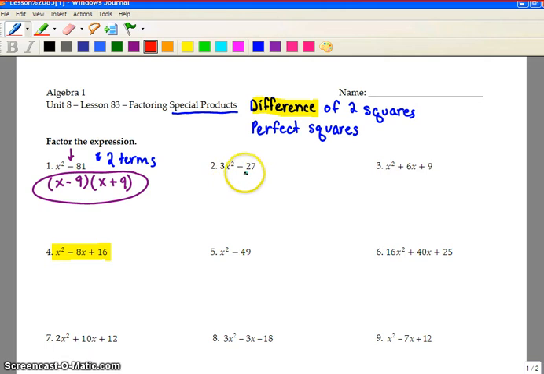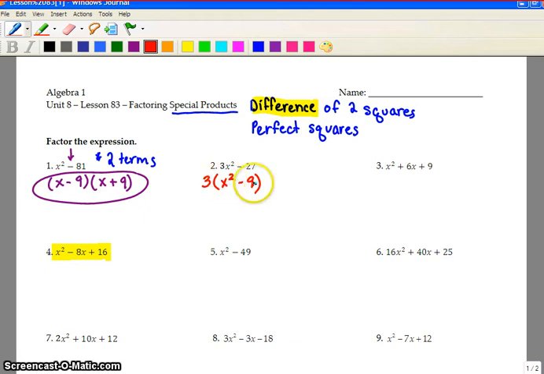Let's go ahead to number 2 then. Number 2, I have a 3x squared minus a 27. If I look at this, 3 is not a perfect square, and neither is 27. But remember, whenever you are working with factoring, you have to ask yourself before you can do anything, can I take something out of both terms? In this example, yes, I can. I can take out a 3. If I take out a 3 here, I'm left with x squared minus a 9. Perfect. Now I have a difference of two squares.